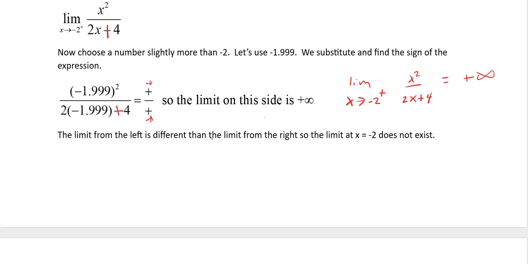So because of those two things I just found, we can write the limit as x goes to negative 2, without a plus or a minus on the top, just plain old negative 2, of x squared over 2x plus 4 does not exist, or DNE, you may be abbreviating that. Okay.